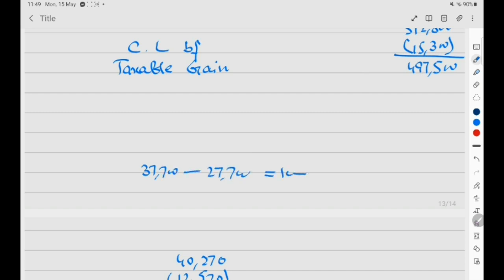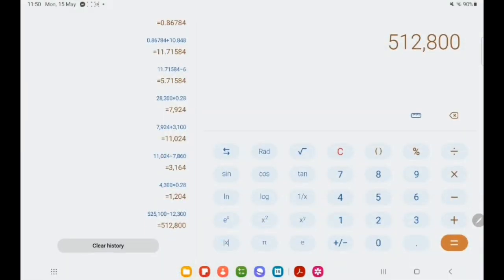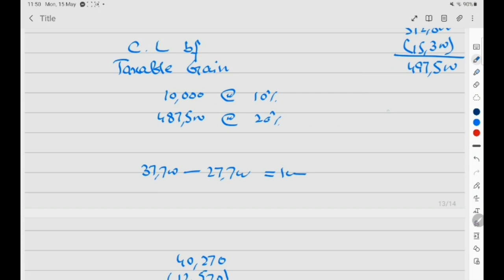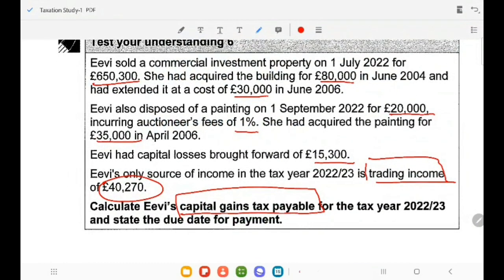This is 10,000. So on 10,000 of your income, it will be taxed at the rate of 10%, and on the remaining 4,87,500 of his income, the tax will be 20%, because this is other gain. Remember that this is not residential property gain. So 20% of this will be 97,500. So this is 1,000 and this is 97,500. So total tax is 98,500, right?